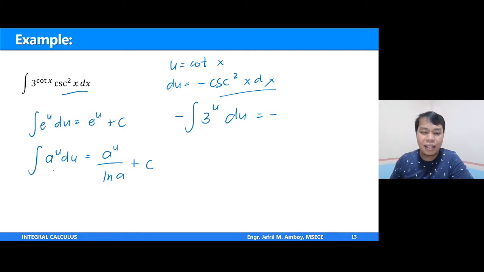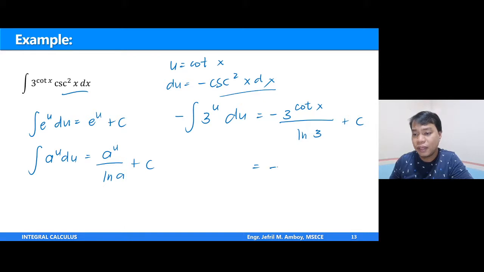Using the formula, the integral of a to the u du is equal to a raised to u over ln of a. So, ang a natin ay 3. So, negative of 3 raised to u, which is, ang u natin ay cotangent of x, over ln of 3. And then, plus c. So, this is now our answer. Pwede ko siyang isulat na negative 3 raised to cotangent x over ln of 3, and then plus c.